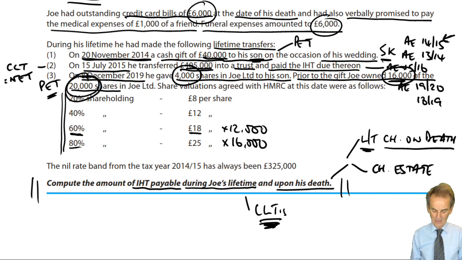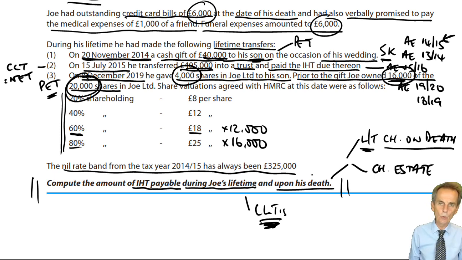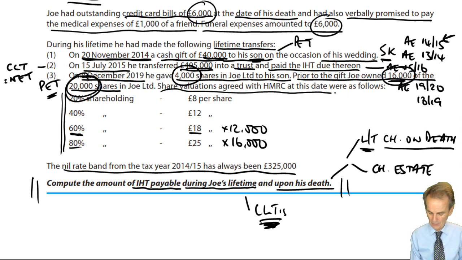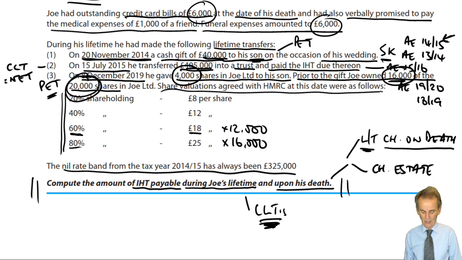We're also told that the nil rate band from the tax year 14-15 has always been 325. Well, we knew that anyway, but they'll tell you. If you have to use a nil rate band from a tax year earlier than your current tax year, for us it's the 1920 tax year, then I'll tell you what that figure is. Also, the one final comment here, of course, share valuations agreed with HMRC at that date were as follows. Those are the figures that we can validly use here.